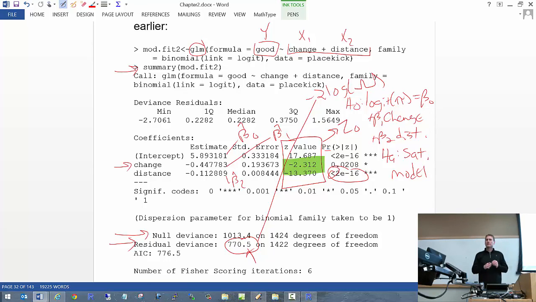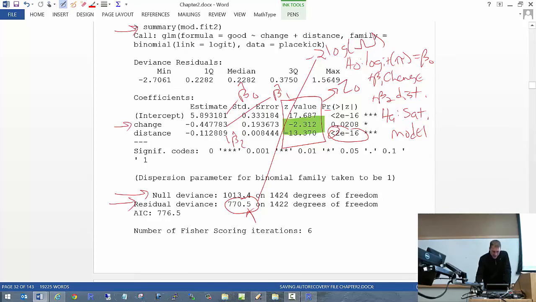What will the saturated model look like? If I were to write it out in terms of parameters? Yeah, that was my alternative way of presenting it. Sometimes it gets kind of confusing. Essentially, it will look like this.